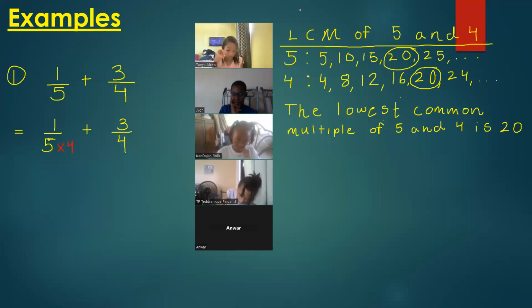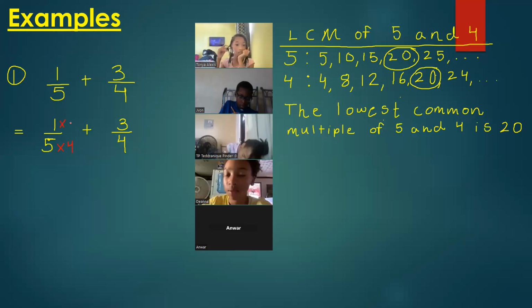Whatever we do to the bottom, we must do to the top. So we have 5 times 4, which is 20. And we must also multiply the top by 4. So it's going to be 1 times 4, which is also 4. Whatever we multiply the bottom by, we must multiply the top by.